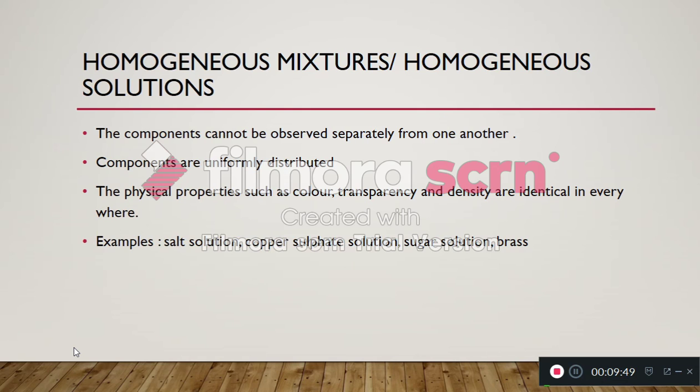Let's see the characteristics of homogeneous mixtures, or homogeneous solutions. In a homogeneous mixture, the components cannot be observed separately from one another. Components are uniformly distributed throughout the solution. The physical properties such as color, transparency and density are identical everywhere. Examples: salt solution, copper sulfate solution, sugar solution and brass.